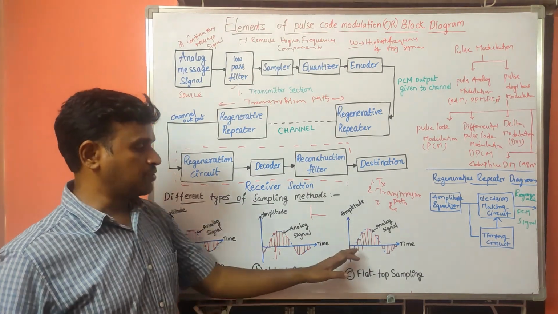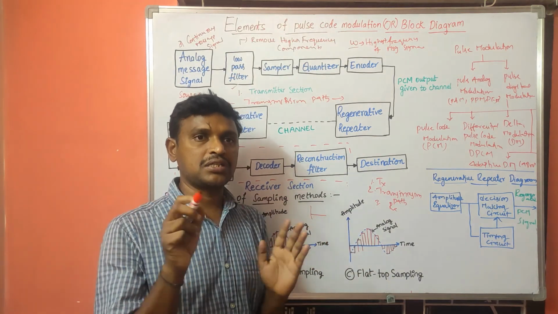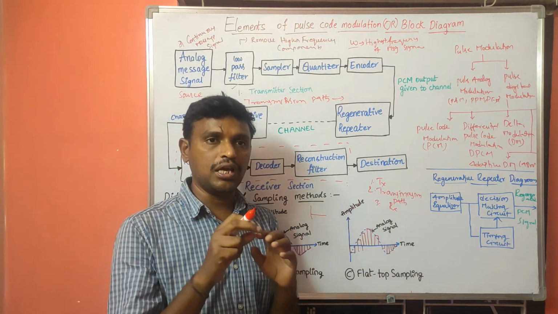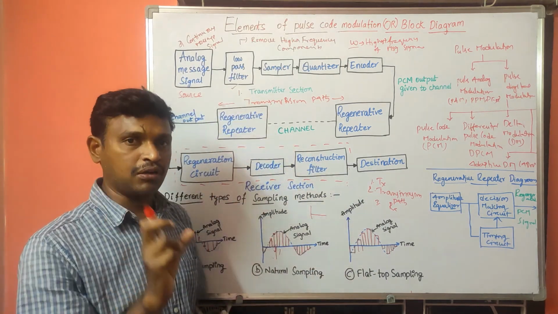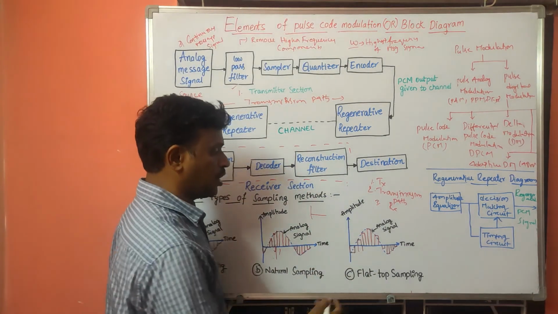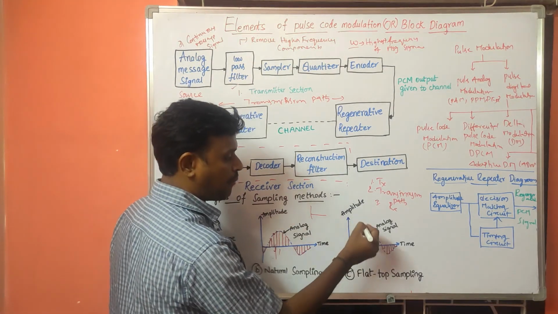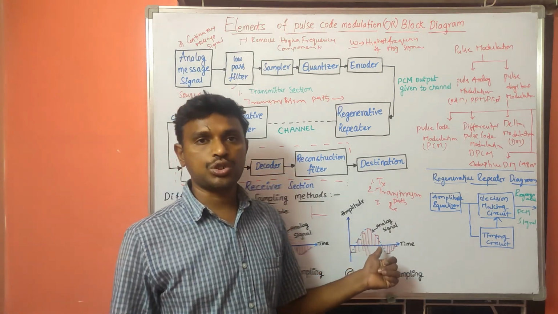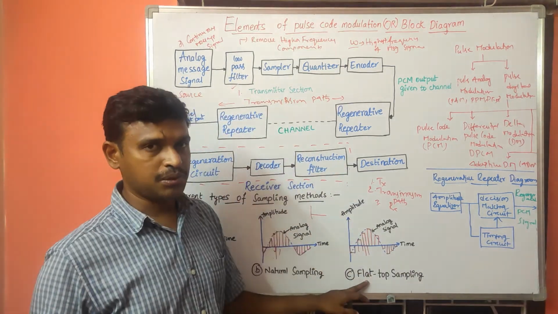But in flat top sampling it is not the case. It will flatten, that means it will equalize all the amplitudes within the given time interval. This sample time interval is this one. Whatever samples we have under this, their amplitudes will be flattened, that means equal. That is nothing but flat top sampling.